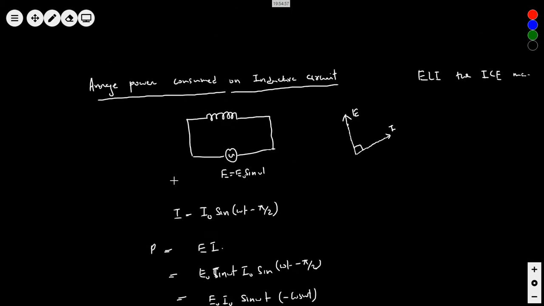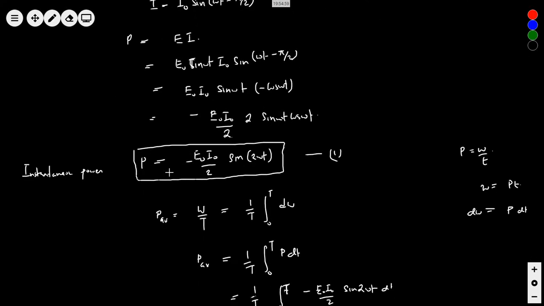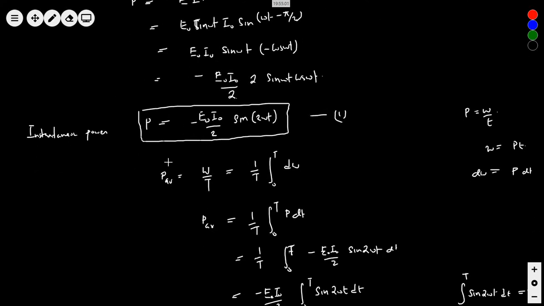Clear? Now we will also check the capacitive circuit once again, and what is the average power consumed in the capacitive circuit, and what else is happening here? Let's see. Clear?